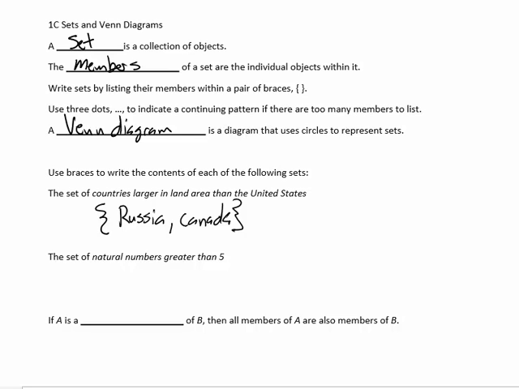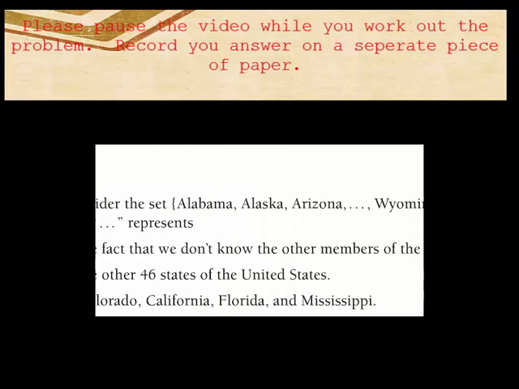The set of natural numbers greater than 5. Natural numbers would be the counting numbers, like whole counting numbers. So bigger than 5 would be 6, and then 7, and then 8. And then hopefully we get the pattern, so I would use the three dots to indicate that the pattern simply continues.